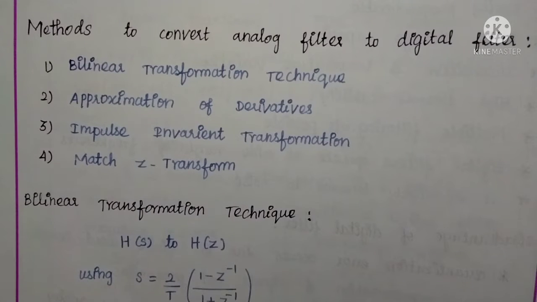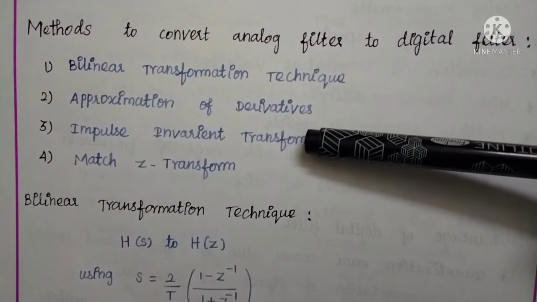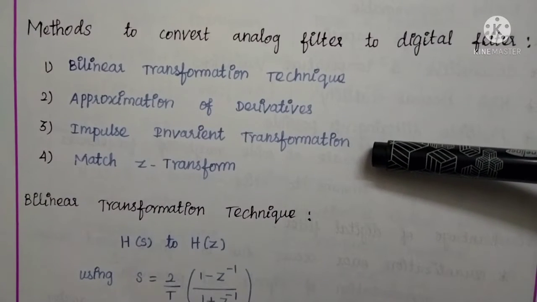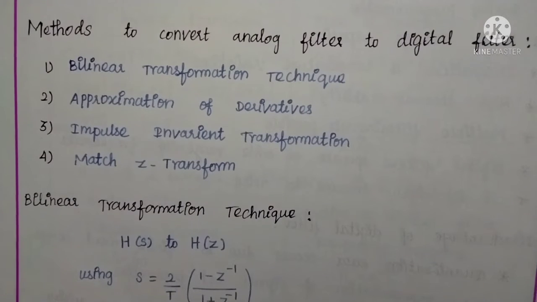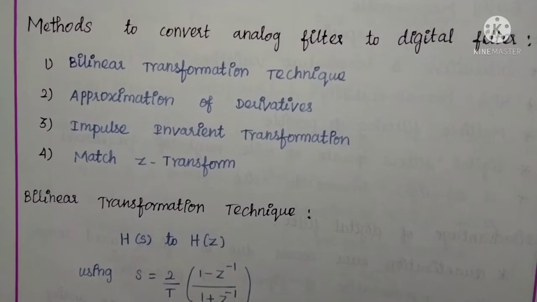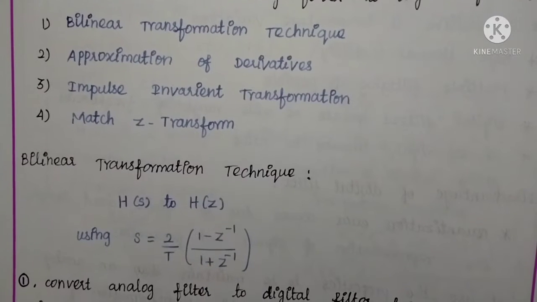In this video we will see digital signal processing. In that subject, the topic we are going to see is methods to convert analog filter to digital filter. As we have seen 4 methods in the last video itself, they are bilinear transformation technique, approximation of derivatives, impulse invariant transformation and matched Z transform. In that we will see the first technique in this video and its related problems.